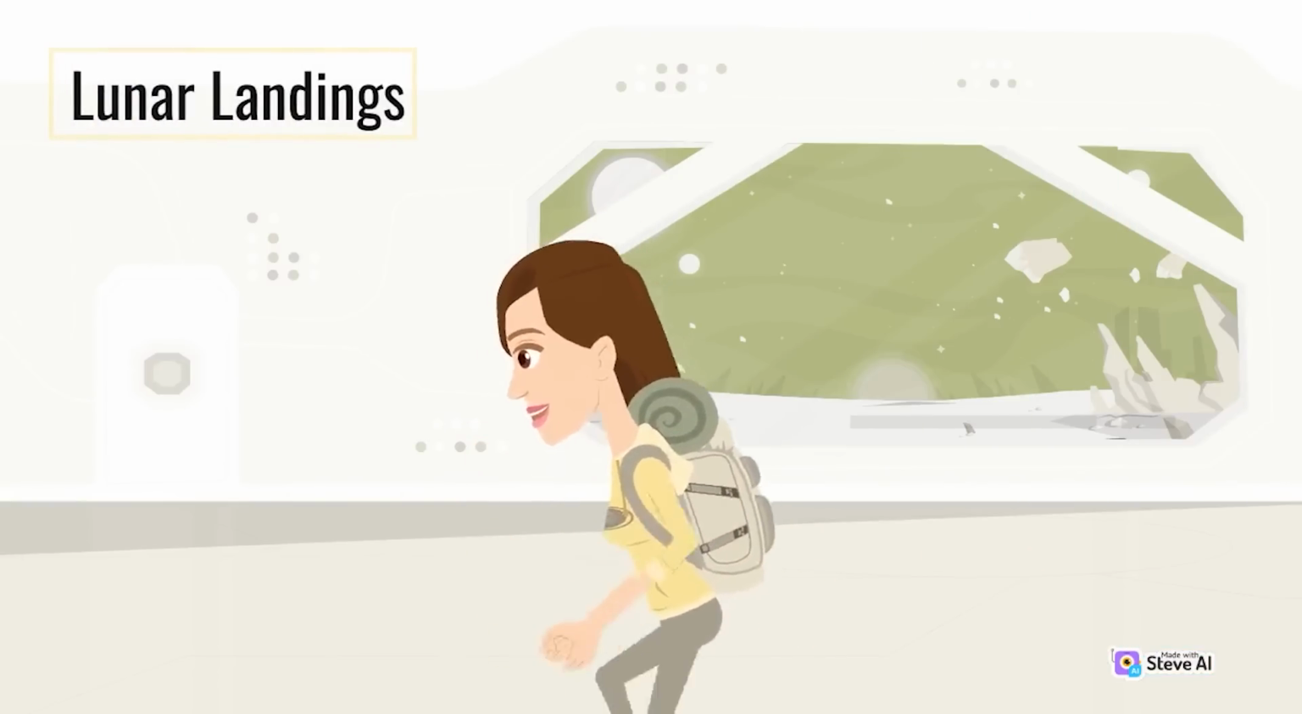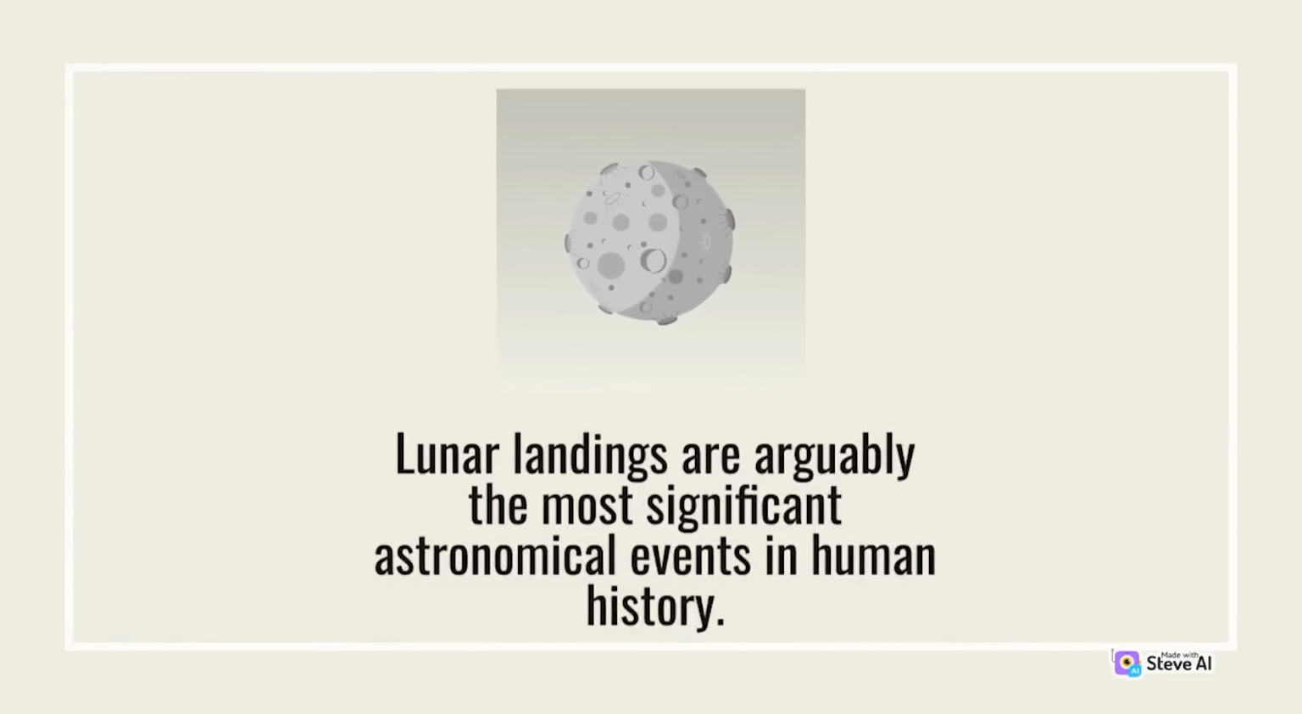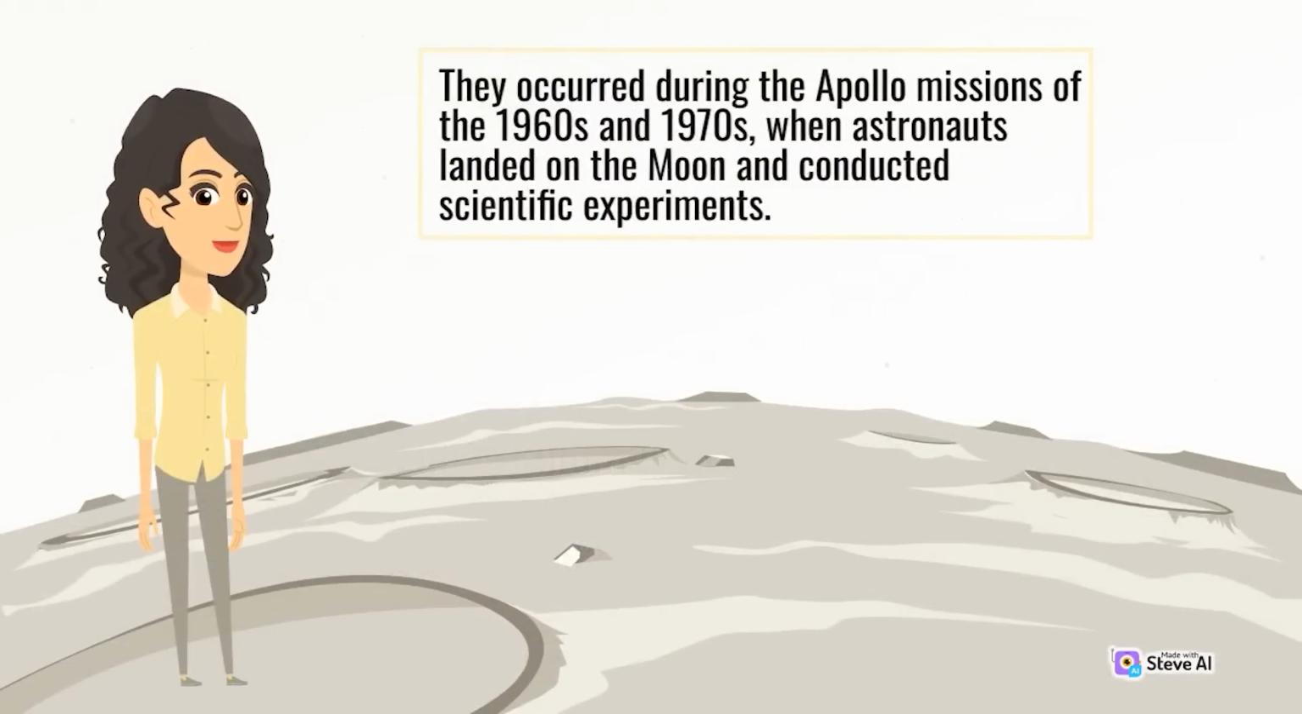Lunar landings. Lunar landings are arguably the most significant astronomical events in human history. They occurred during the Apollo missions of the 1960s and 1970s, when astronauts landed on the Moon and conducted scientific experiments.